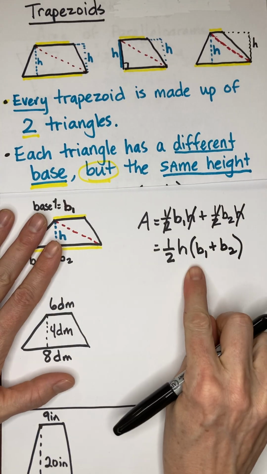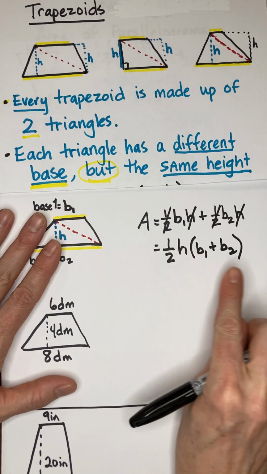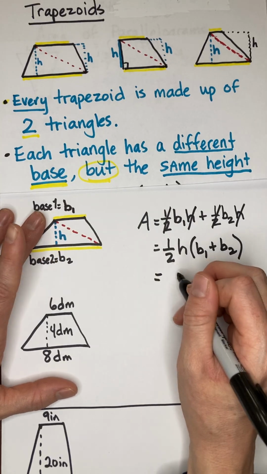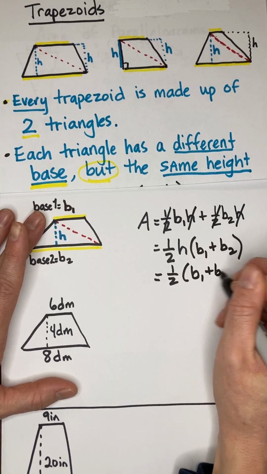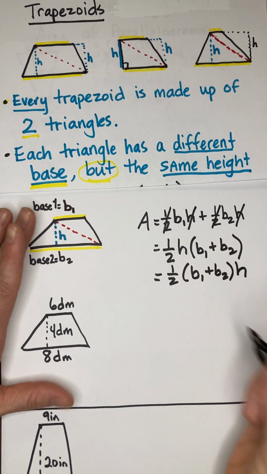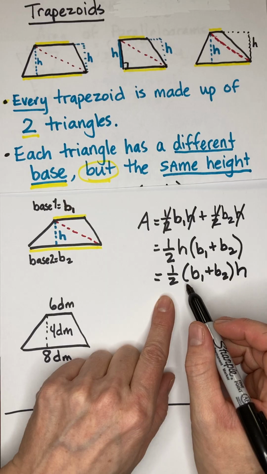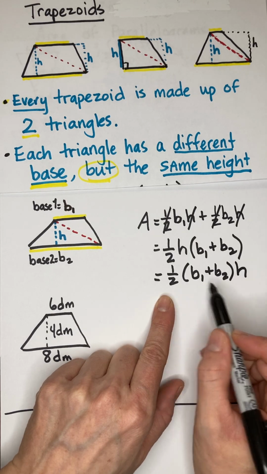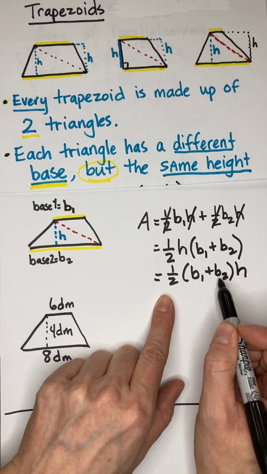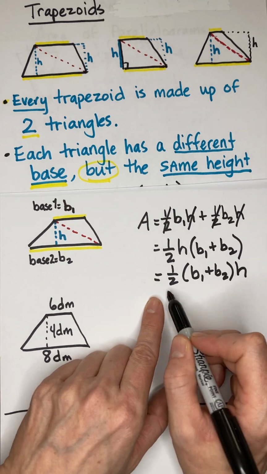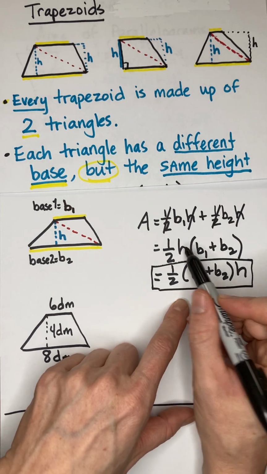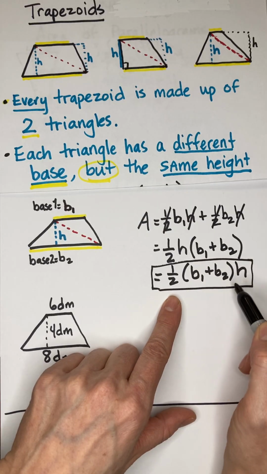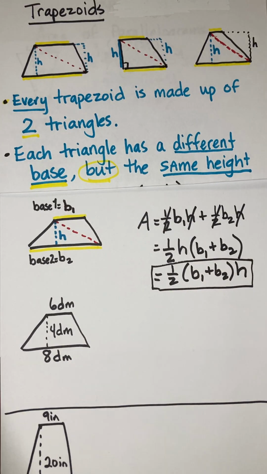Okay, now this is the formula that you're going to see in your textbook, or it might look like this, with the H on the end. They did that because they want it to look like the area of a triangle: 1/2 base, in this case two bases added, times the height. So this is commonly given as the formula. I prefer to use this notation, but both are the same. They give the same answer. Okay, so let's go ahead and use it.